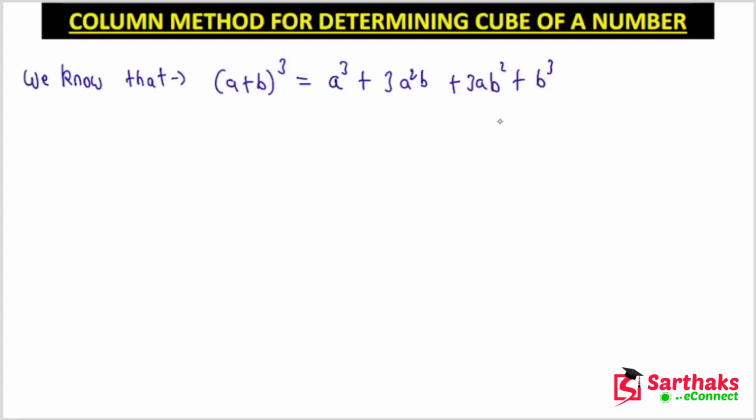So we are going to use this method, that is, we have to construct four columns in a table, and we have to use that particular column method to find the cube of a 2-digit number. The two digits are a and b, where b will be the unit digit of the number and a will be the tens digit.